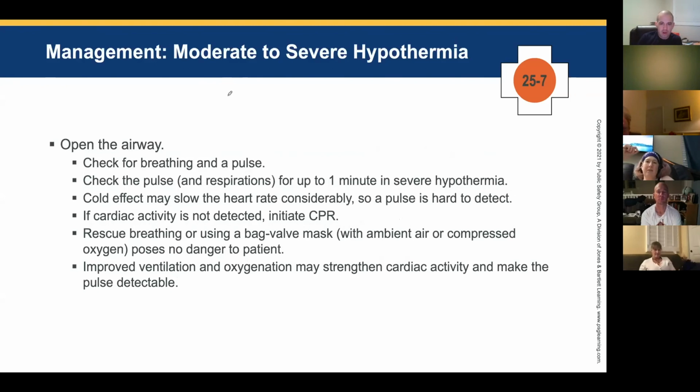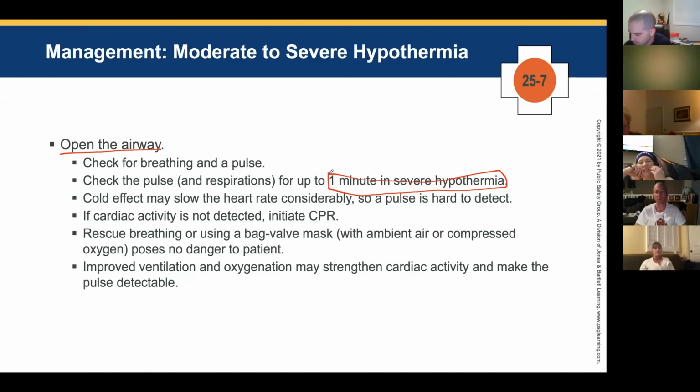All right. So if you have that moderate to severe hypothermic patient, open the airway. We want to check to make sure that their airway is open, especially with your avalanche victims. If you have that avalanche victim, we want to open the airway and make sure that it is open. We want to check the breathing and a pulse, and we want to check the pulse and respiration. You notice here in severe hypothermia, we want to check for up to 1 minute. Why do we want to check for up to 1 minute? Well, let me rephrase that before I even ask that. What do we typically assess for? So when we check a pulse or respirations, how long are we typically assessing for?